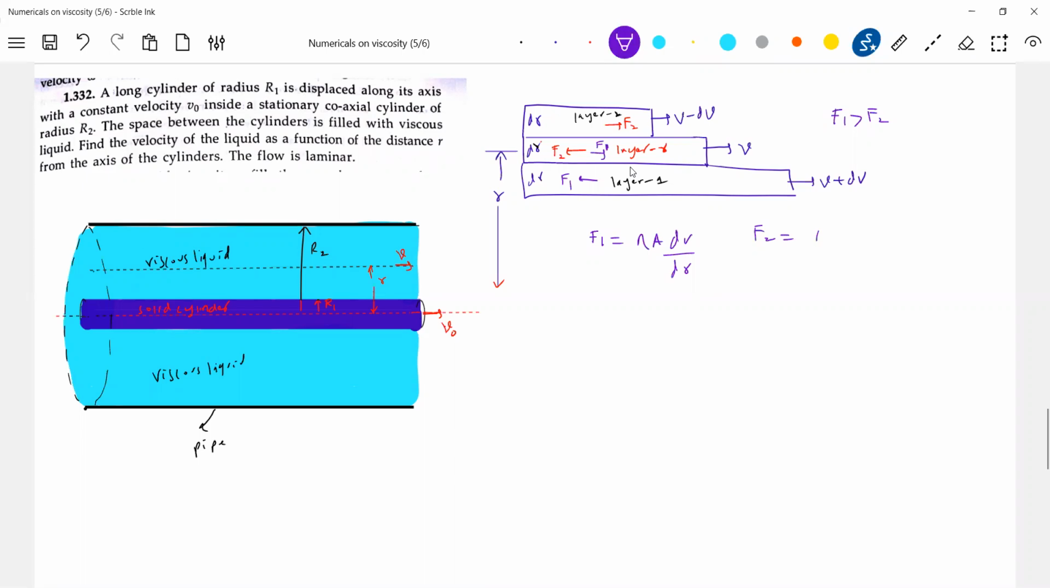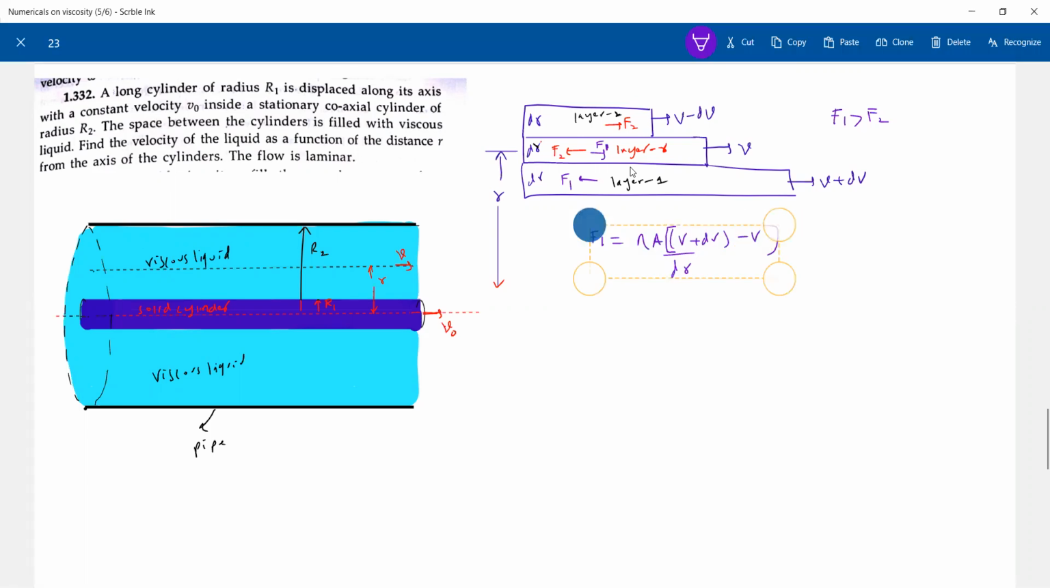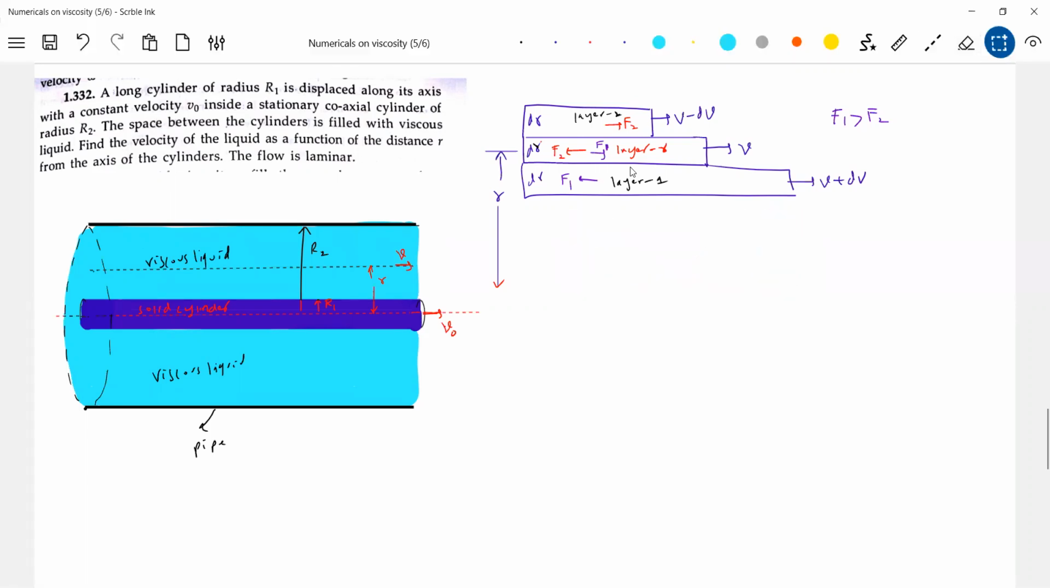Similarly, what is F2? Eta A, V plus dV minus V. I'll write the relative velocity, the overall expression. Again, I'll be confusing. The net force I want is F1 minus F2.